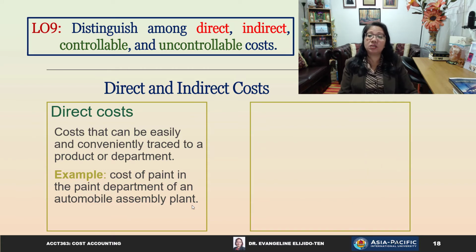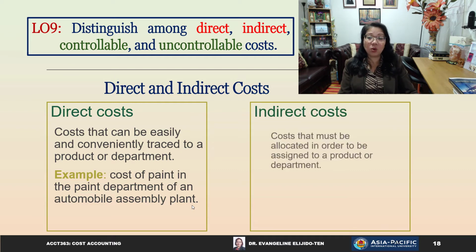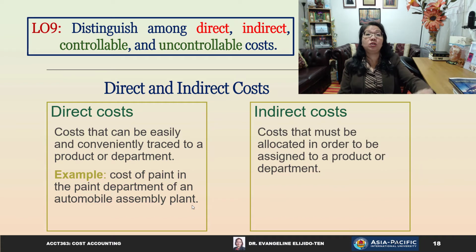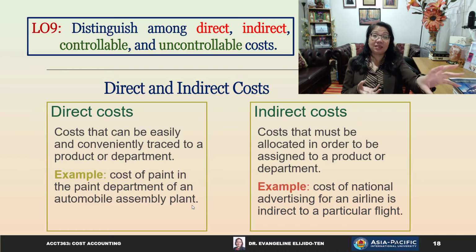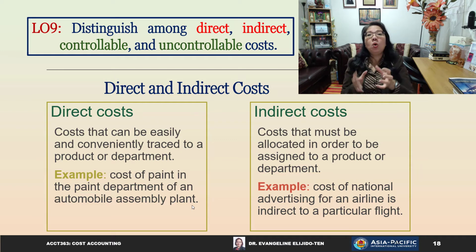All right. What about indirect costs? Well, indirect costs are those costs that must be allocated in order to be assigned to a cost object, whether it's product or a department. So an example of an indirect cost could be the cost of national advertising for an airline. If our cost object is each particular flight, all right, then the advertising cost is not directly traceable to any particular flight, and therefore it is an indirect cost.